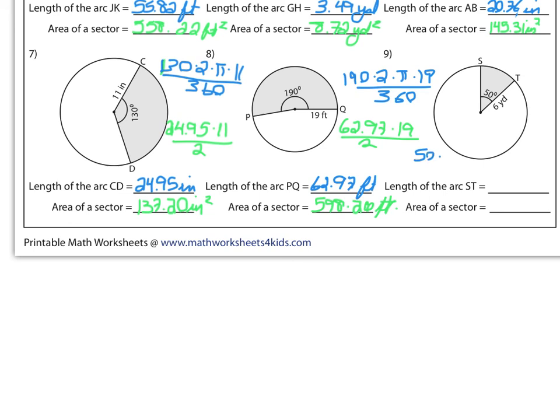And then our final last one is we're going to go 50 times 2 times pi times 6 over 360, and you get 5.23 yards. And then the area of the sector is 5.23 times 6 divided by 2, which gives you 15.7 yards squared. And we're done.